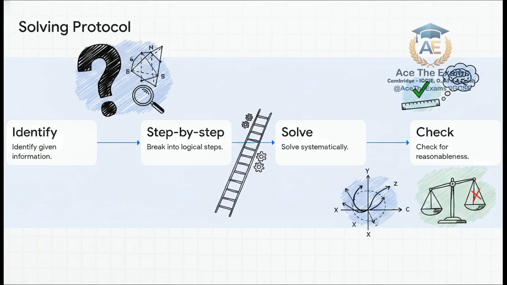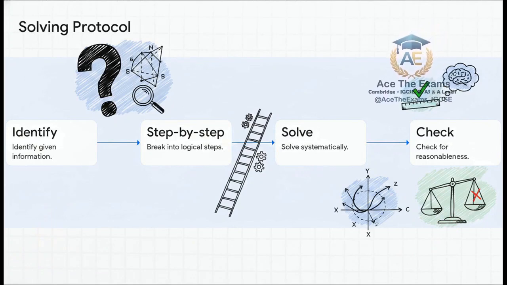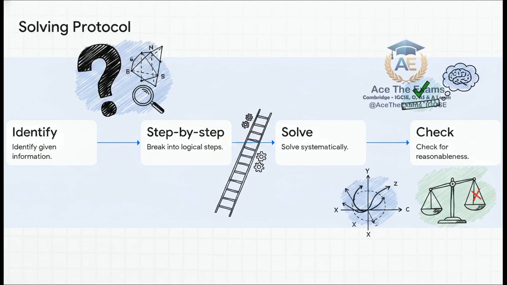First, break the problem into logical steps. Second, solve systematically, making sure your algebra is flawless. And then, crucially, and this is the step everyone forgets, evaluate and check for reasonableness. Does your answer actually make sense in the physical context of 3D space?